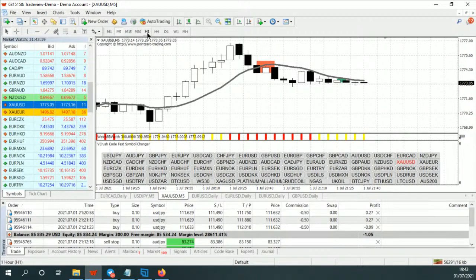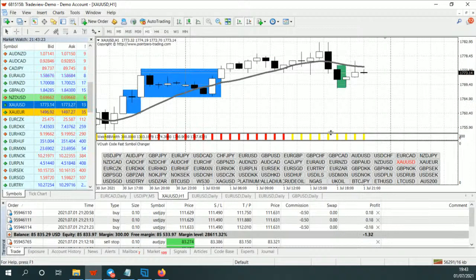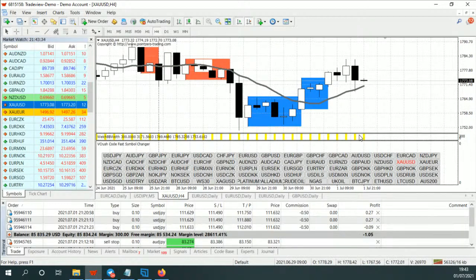Let's see 1 hour. What is it saying? Okay, 1 hour has already actually given us a range band market, so we are no longer trading on this one. What of 4 hours? The same thing here, it is all yellow and green, no trading.